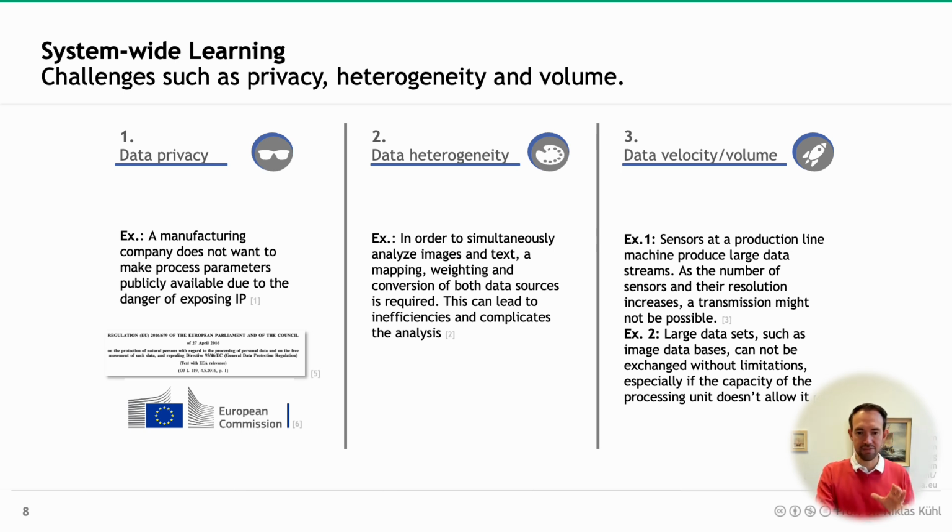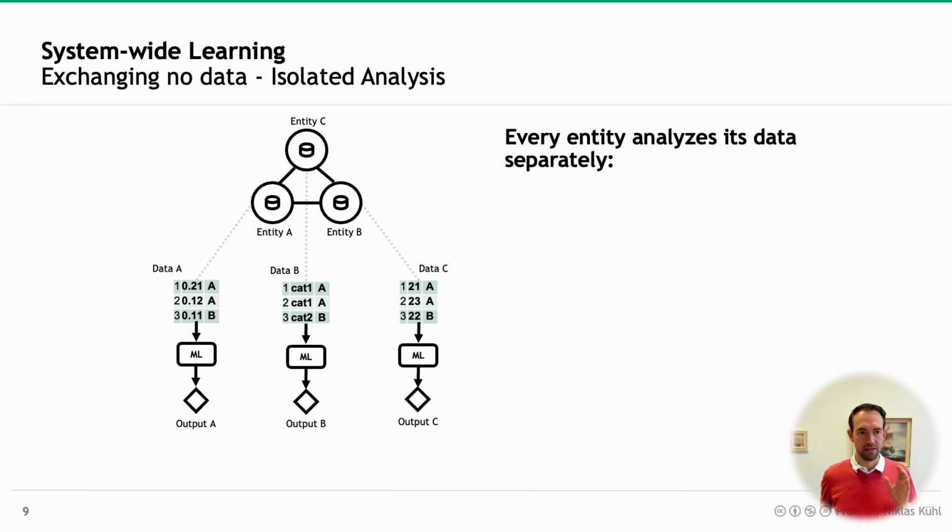Now, let's have a look back at the two cases that we mentioned earlier. And let's first look at the isolated analysis again, one of these extremes. Let's say every entity analyzes its data separately. So to make this example really clear, we have three different entities, A, B, and C, and they all have their own data. And this data might vary, right? Think of the challenge that we had one slide earlier with the data heterogeneity.